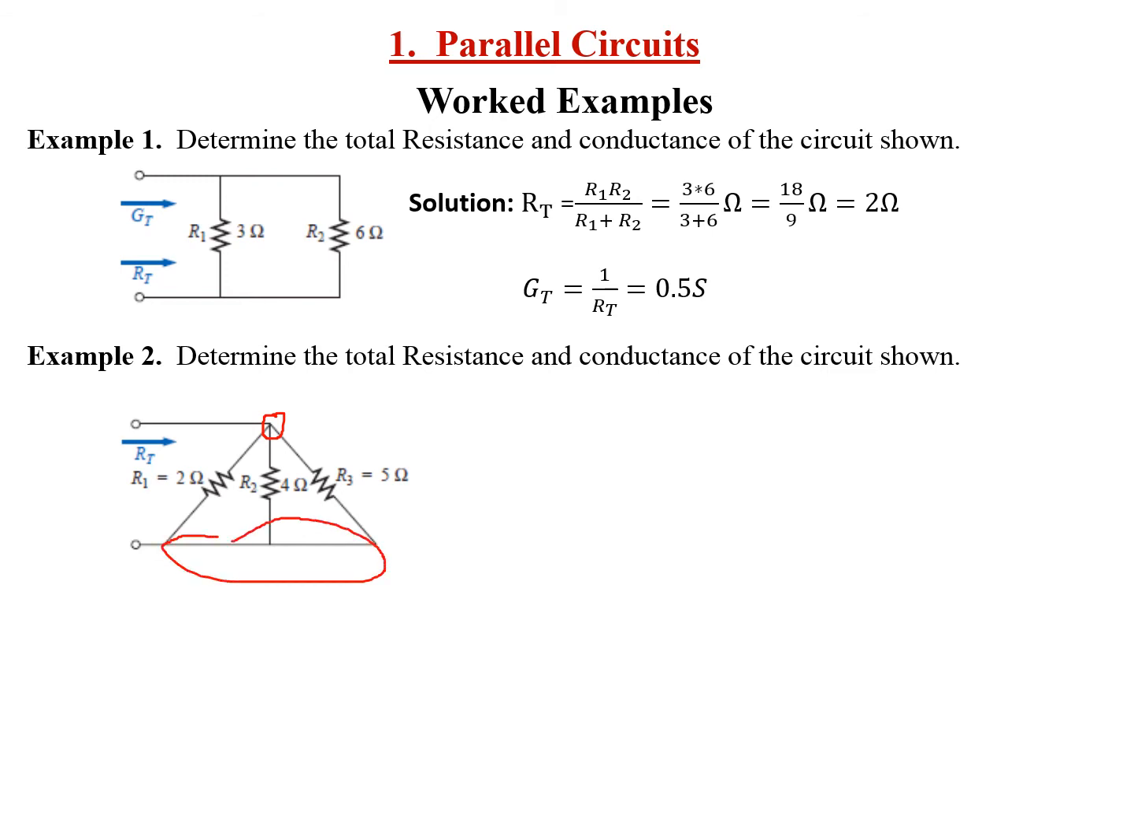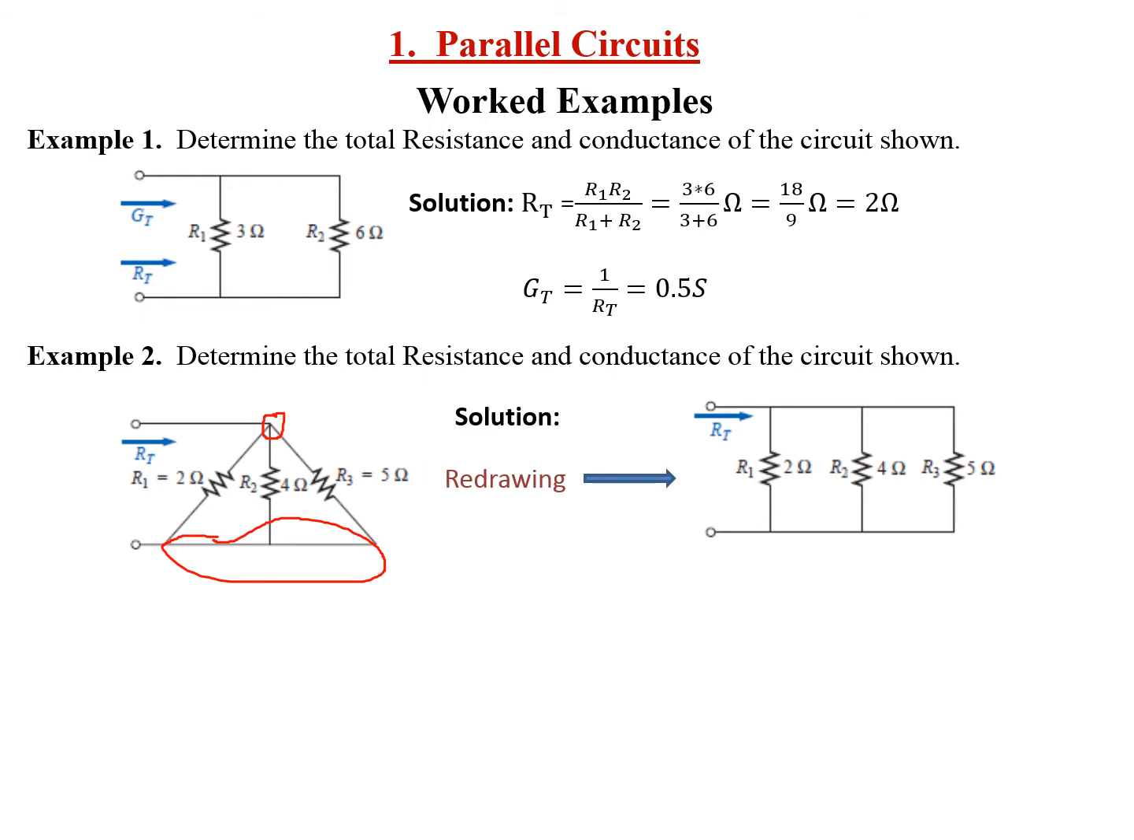So what we can say is that R1, R2, and R3 are still in parallel, right? But for some of you, you would rather redraw it like this. If you look at this point, it is just this point that has been extended. If you look at it closely, we've just extended this point so that each resistor is in the vertical orientation. Otherwise, it's still the same circuit.